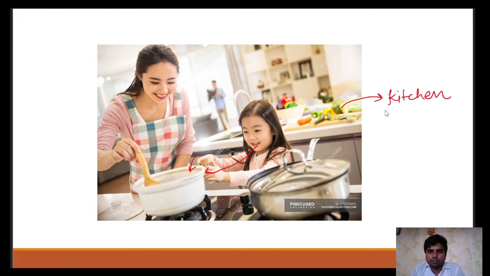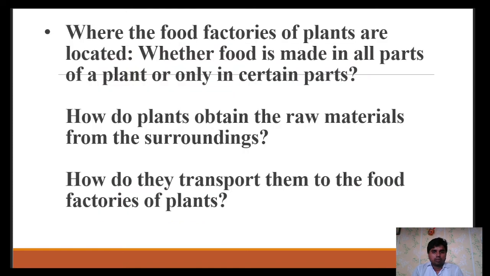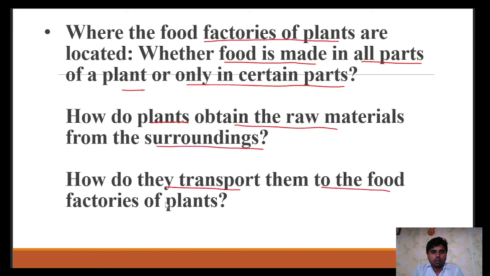So similarly we have studied that plants make their own food. Okay, so where do plants make their food? What is the kitchen of the plant? Where is the kitchen of the plant? So the different questions arising from this are: where is the food factory of the plant? Whether food is made in all parts of the plant or only in certain parts? How do plants obtain the raw materials from the surroundings? How do they transport them to the food factories of the plant? So these are the important questions that must be answered for the nutrition of the plant.